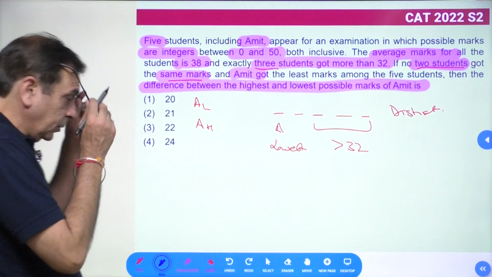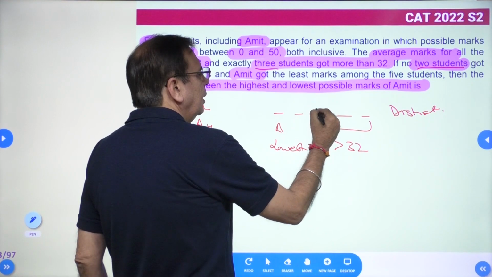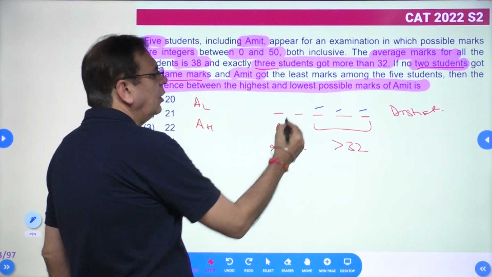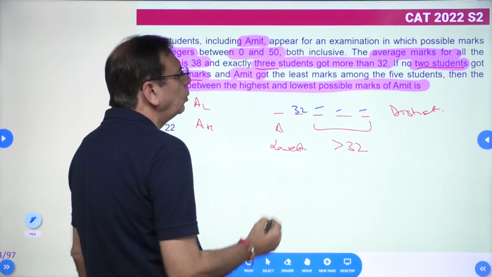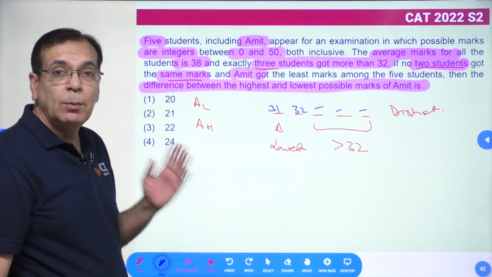Okay. So now if there are 3 people who are more than 32. Let's say 1, 2, 3. Amit is the lowest. For the highest possible score, I can make this 32 because there are 3 more than 32. So Amit can be 31. Can Amit be more than 31?